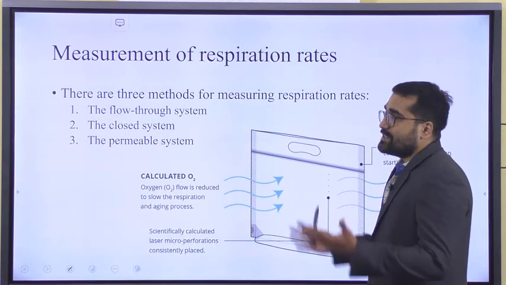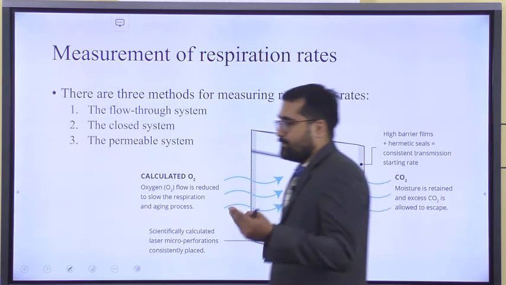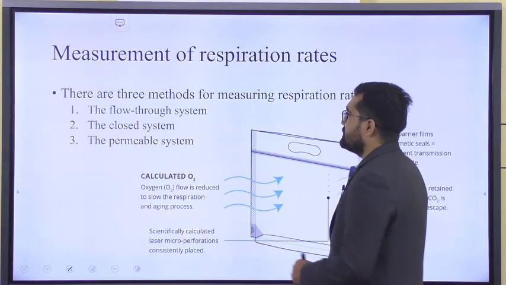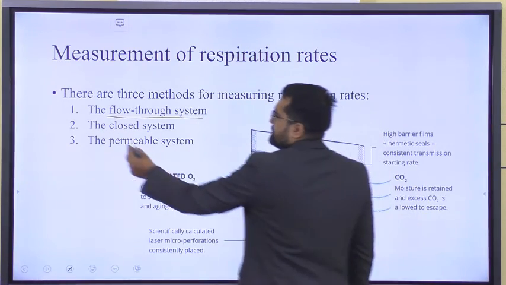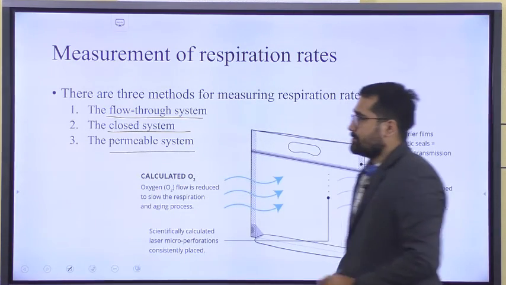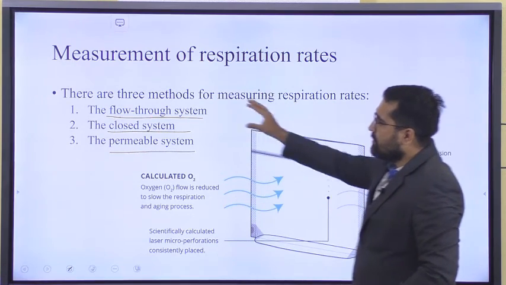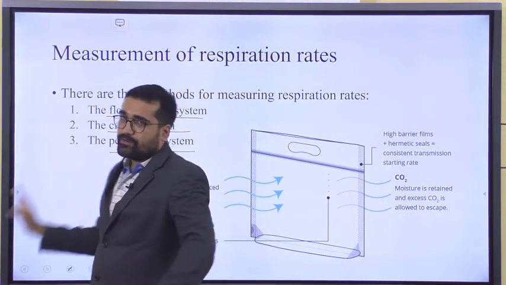So how do we measure the respiration inside the MAP packet? There are 3 methods we are dealing with. First is the flow through system, second is the closed system, and third is the permeable system. The permeable system is nothing but one with perforation, which we will see last. Now we will go with the flow through system and the closed system.